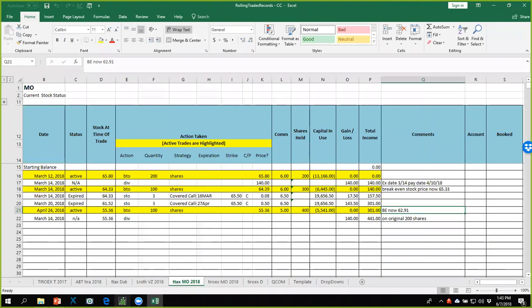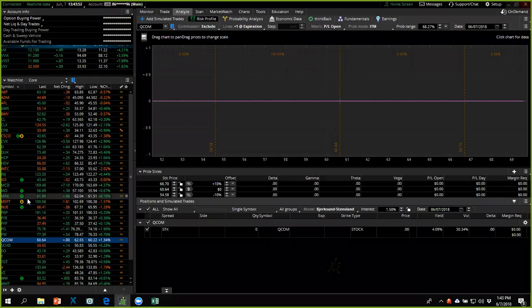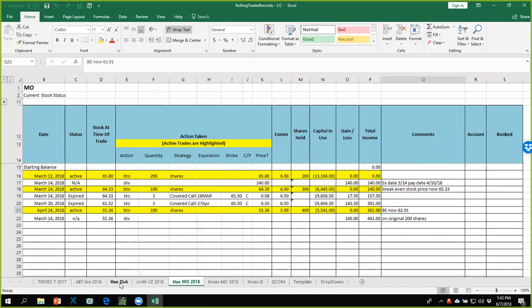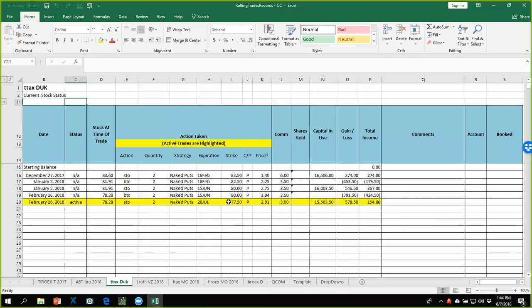Okay, last one I'll talk about is Duke. They're at 73.48, and Duke, I'm at the 77.50 naked put, so these are still in the money. They're 20 July, so I'm going to let them ride out a little bit longer and waste away a little bit more before I roll them or do something to them. And if I had to take shares on this, that would be okay too. Any questions on the covered calls or the cash secured puts?